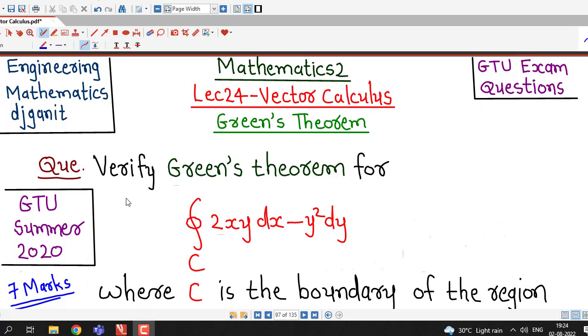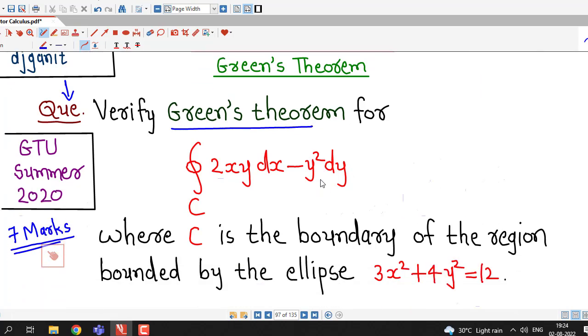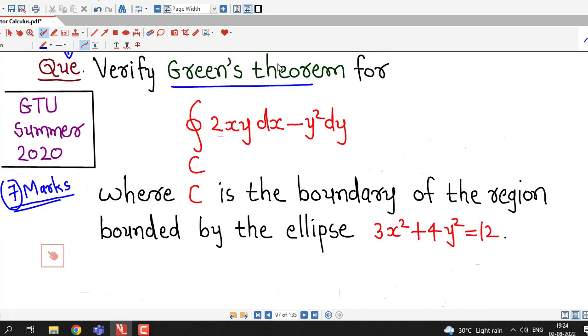In this lecture we will discuss this question on verification of Green's theorem. This question was asked in GTU summer 2020 exam for 7 marks. The question is: verify Green's theorem for the line integral of 2xy dx minus y square dy, where C is the boundary of the region bounded by the ellipse 3x square plus 4y square equal to 12.